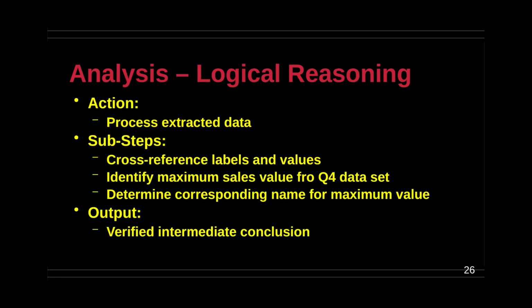Let us look at the specific sub-steps for the analysis goal. Cross-reference. Identify the maximum. This is the comparative task with a quick sorting operation. Determine the product name. Trace the maximum value to its source. The output of this second step is a verified intermediate conclusion. The agent has seen the data and solved the problem. The final step is packaging that solution neatly for the user.